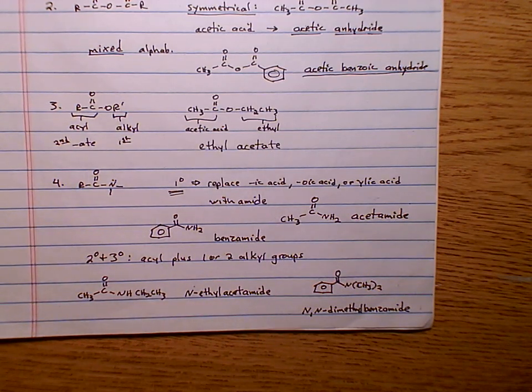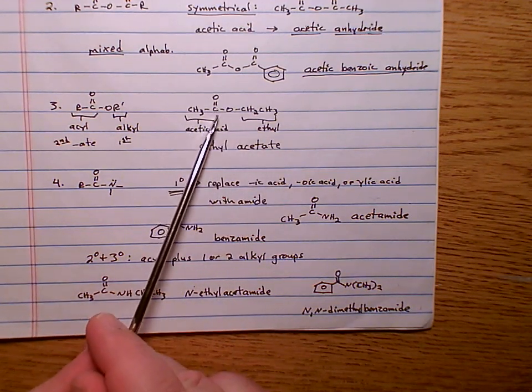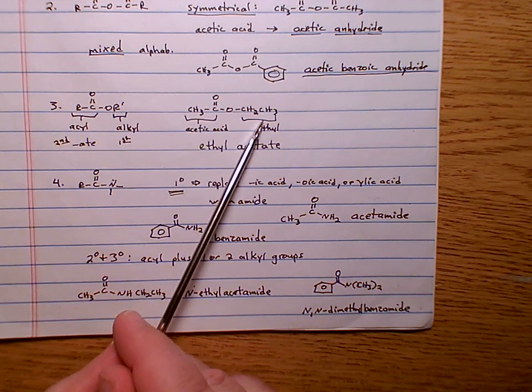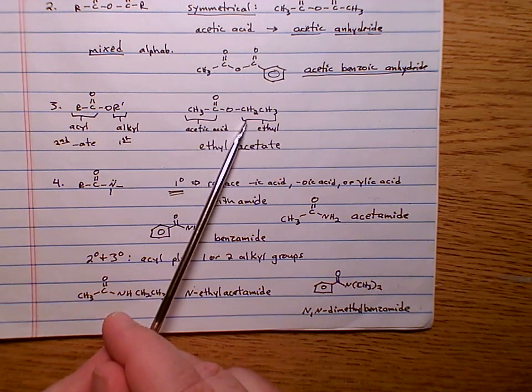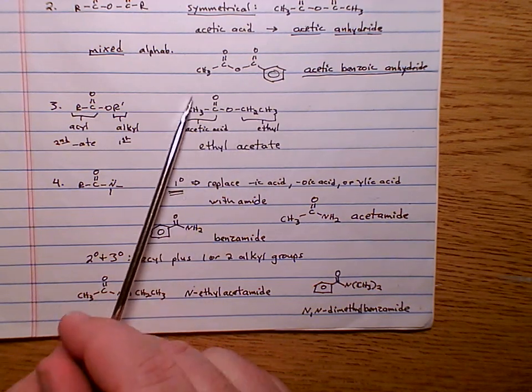Okay, let's look at this. Easy part. If we've got CH3, C double bond O, O, CH2, CH3, we can see that the group bonded to this oxygen is an ethyl group. That's ethyl. Got it. Let's look at our acyl group.